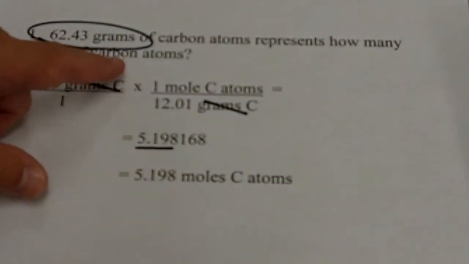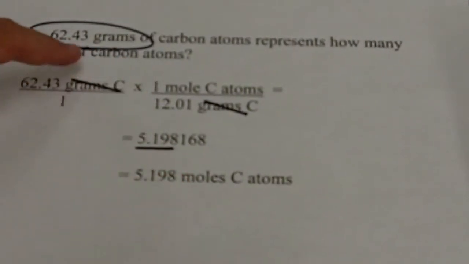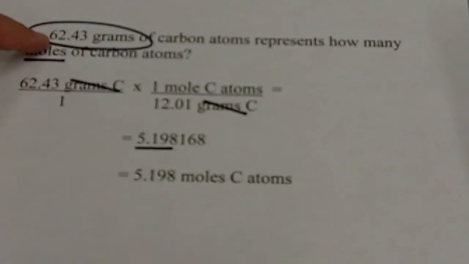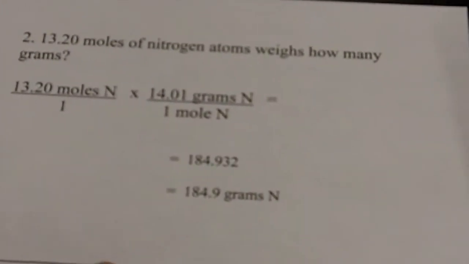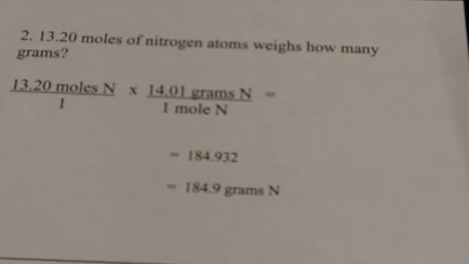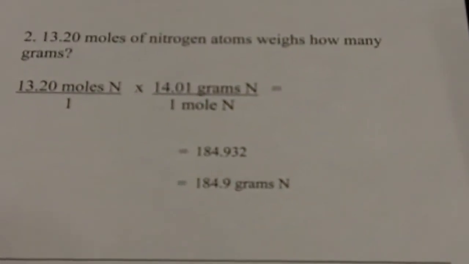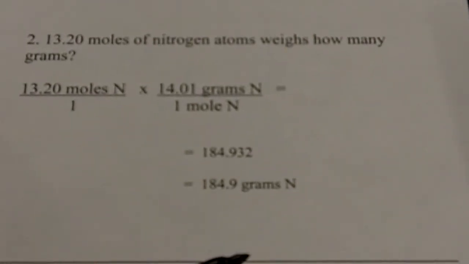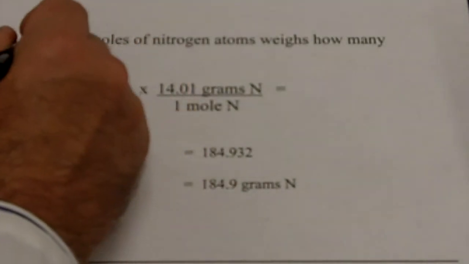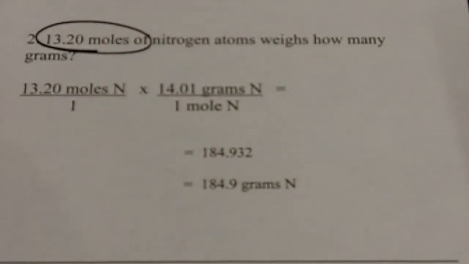I've determined the number of moles of carbon atoms in 62.43 grams of carbon atoms. All right, let's take a look at the second problem. In this problem, what we've got is 13.20 moles of nitrogen atoms, and they want to know how many grams that weighs. So I'm going to circle what I know: 13.20 moles of nitrogen atoms weighs how many grams?